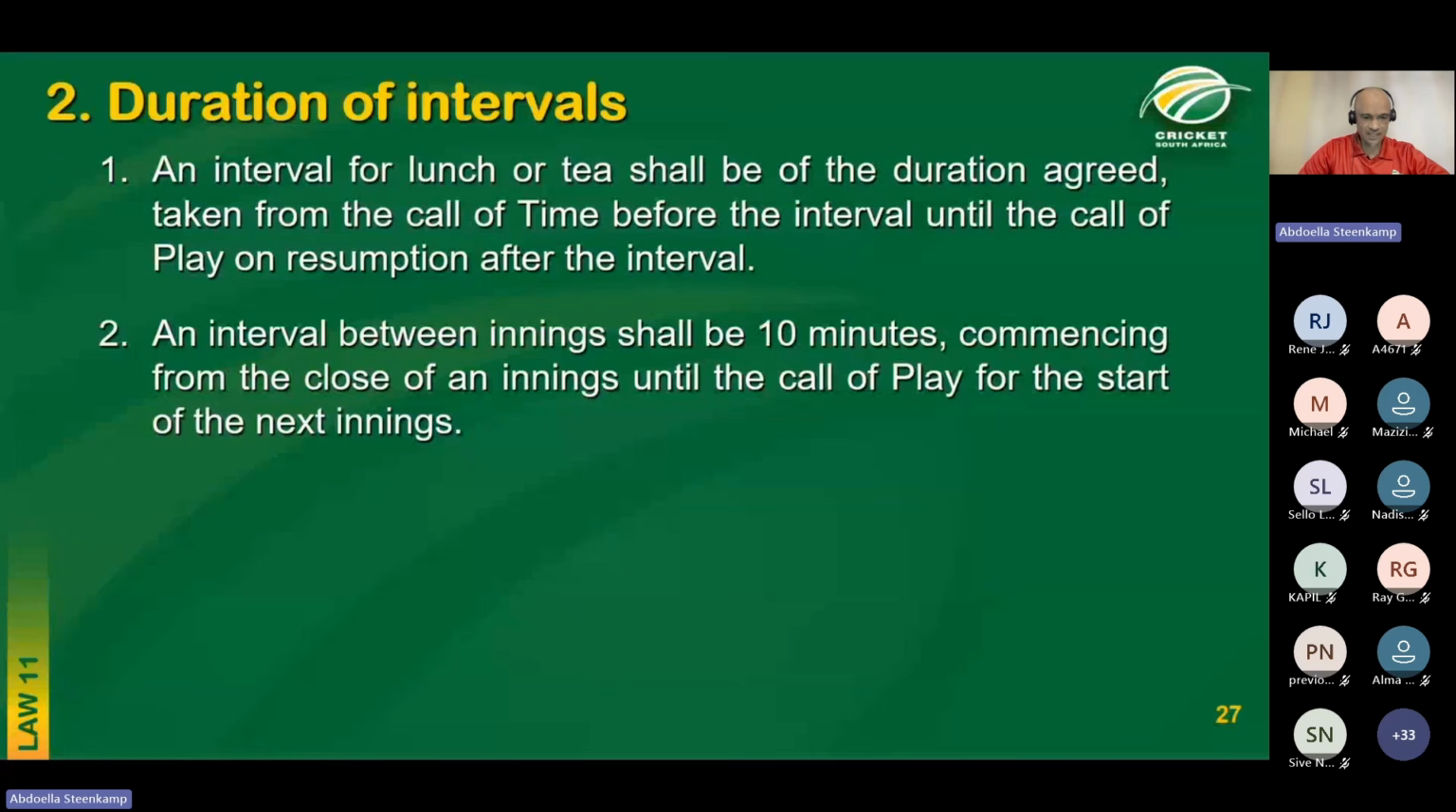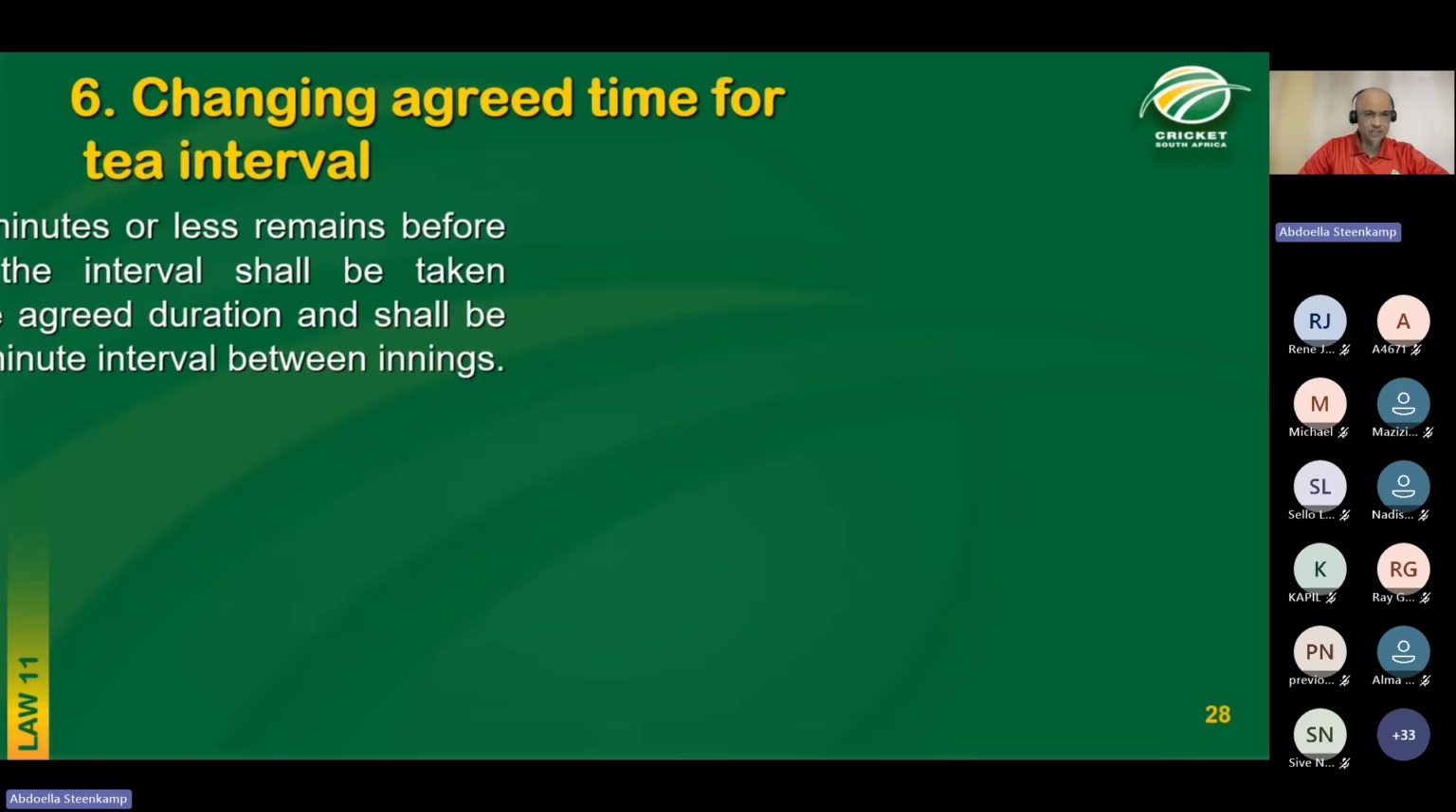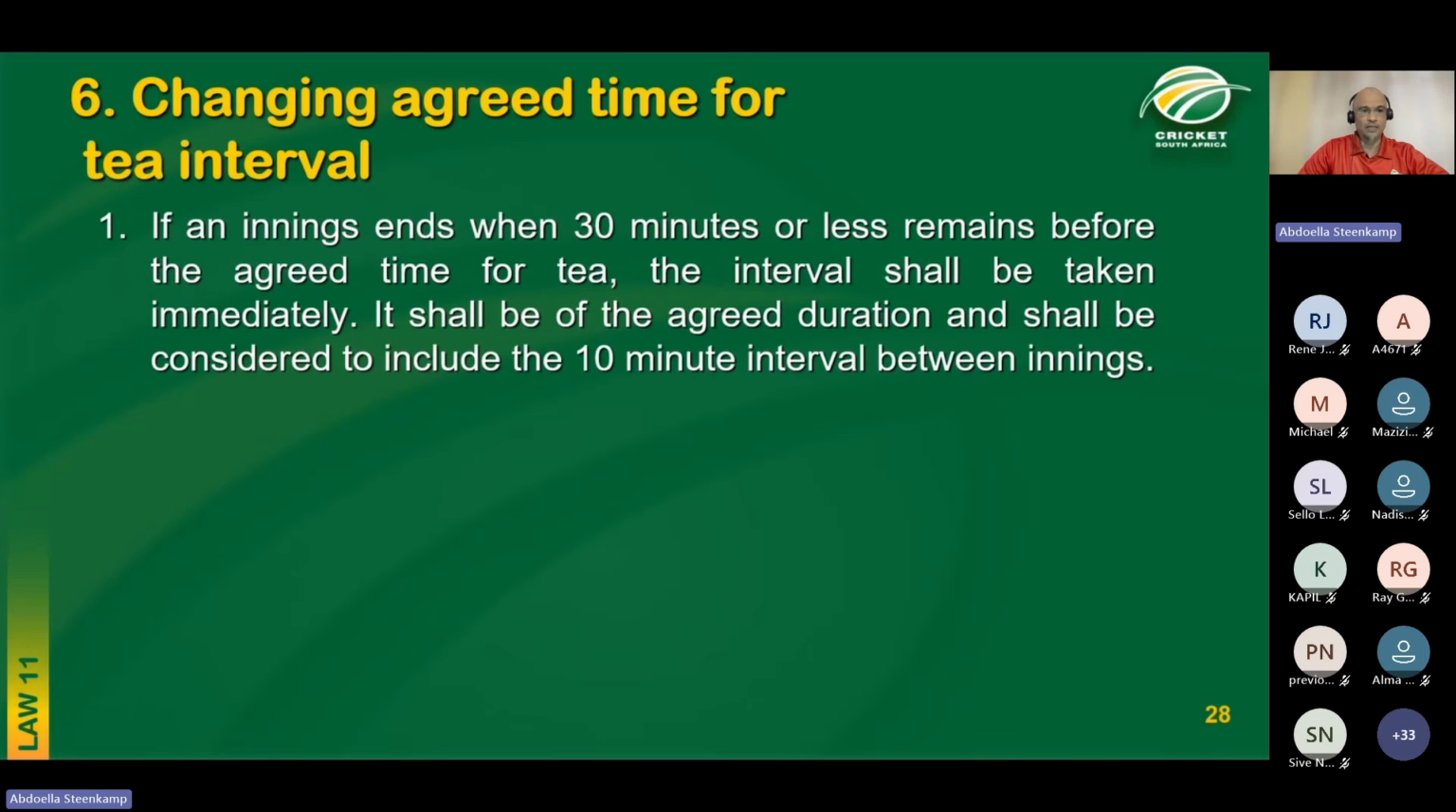I mentioned earlier the 10-minute time length for the interval between innings. The law is flexible when it comes to changing the times for your intervals. There is flexibility when it comes to our lunch interval. There's also flexibility when it comes to our tea interval. Let's look at what flexibility the lawmakers brought into our tea interval. This flexibility is there for us to try to maximize play in the day. So, firstly, if an innings ends 30 minutes or less before tea time, we will take tea immediately. We will then include the 10-minute change of innings in our tea interval.